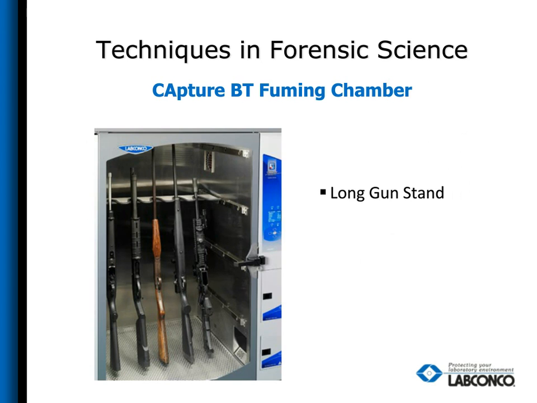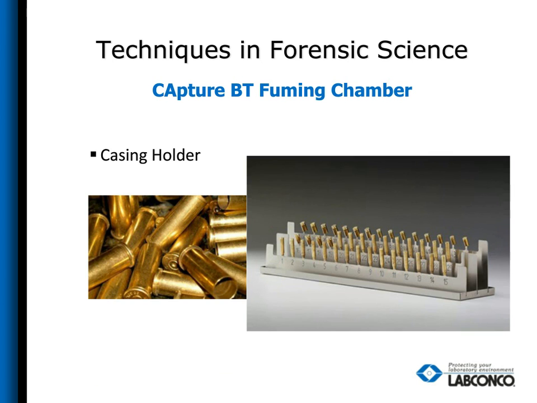An accessory long gun stand is available for the Capture BT. The stand will accommodate up to 5 long guns, and a total of 3 long gun stands can be used in the chamber at once, giving the Capture BT a total capacity of 15 long guns per run. Another accessory that is very useful is the casing holder that will accommodate 44 casings. Casings are loaded upside down, giving an optimal position for complete fuming.